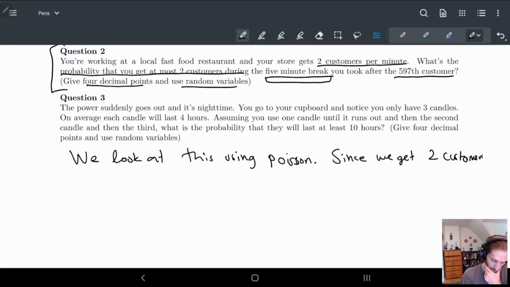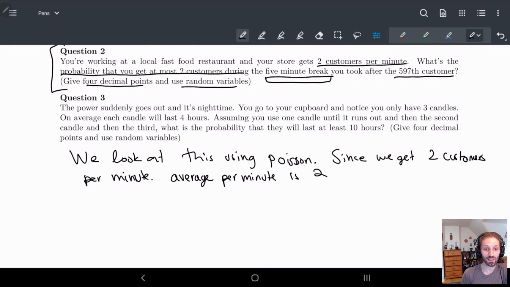Then since we get 2 customers per minute, what this means is we get 1 customer every half a minute. So our average per minute is 2. And what this basically means is it's a Poisson distribution with 2. So here we have our lambda being 2. And we still need to figure out how long our interval is, right? So to figure out our mu, we need to figure out our interval.